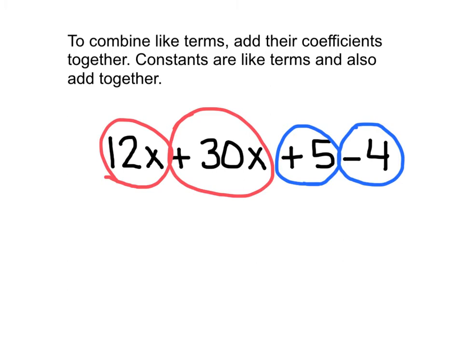So let's combine the like terms of 12x plus 30x. And again, we combine the like terms by adding the coefficients. So 12 plus 30, this is going to equal 42x. Notice how the x didn't change. 12x's plus 30x's gives me 42x's. And then the constants, 5 minus 4, that's positive 1. So that's it. That's the simplified expression.